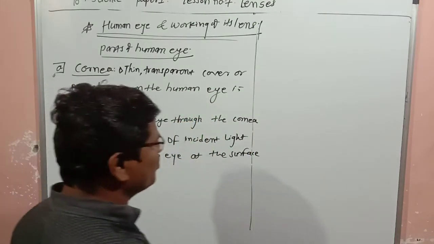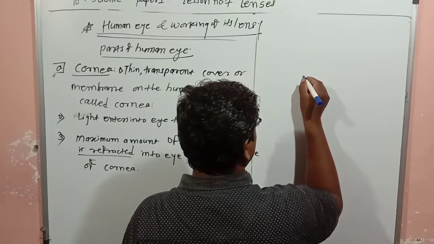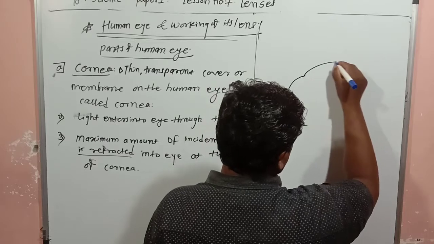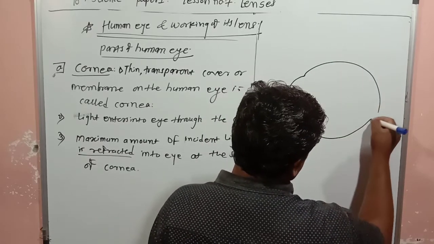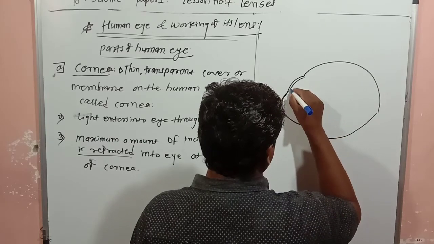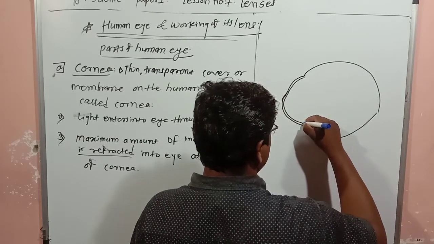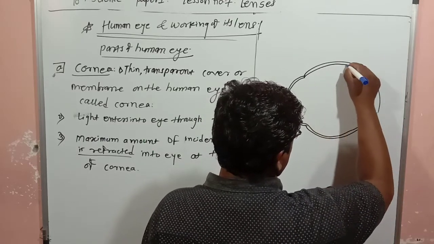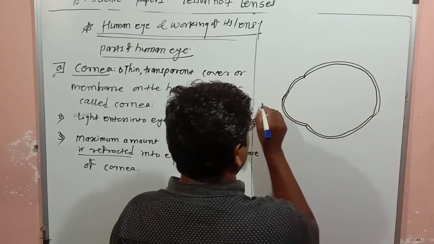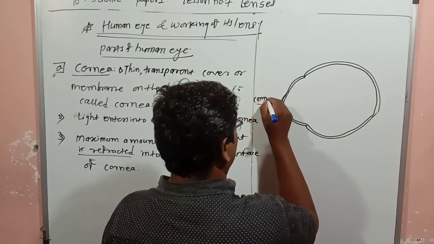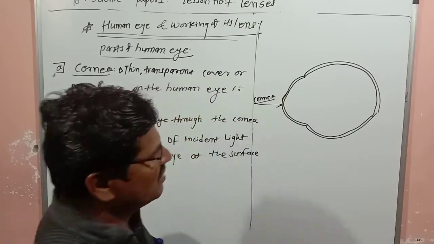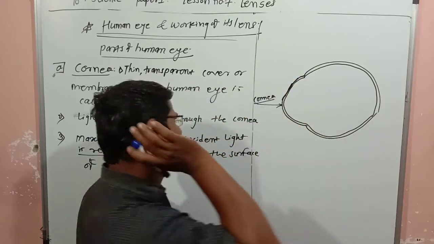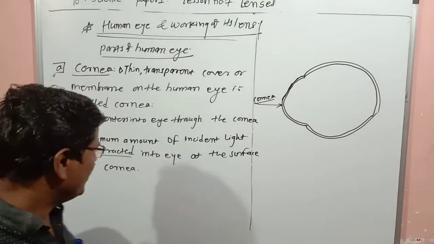So the first part we'll draw here. Suppose the outermost part is there. Like this way we'll draw. This outermost part is called cornea. You can draw the diagram from the textbook. So cornea is there. The second part is iris.